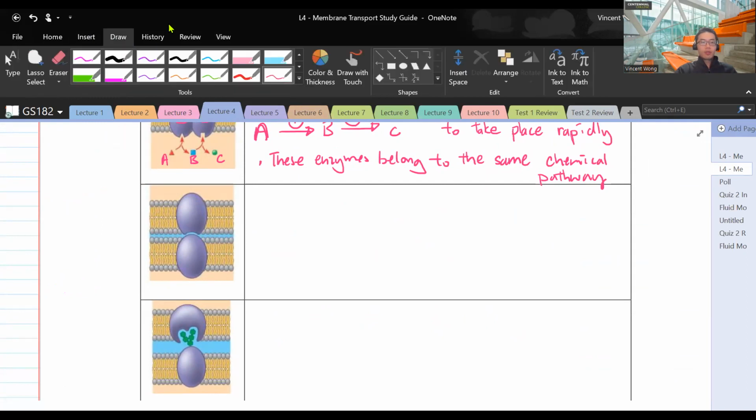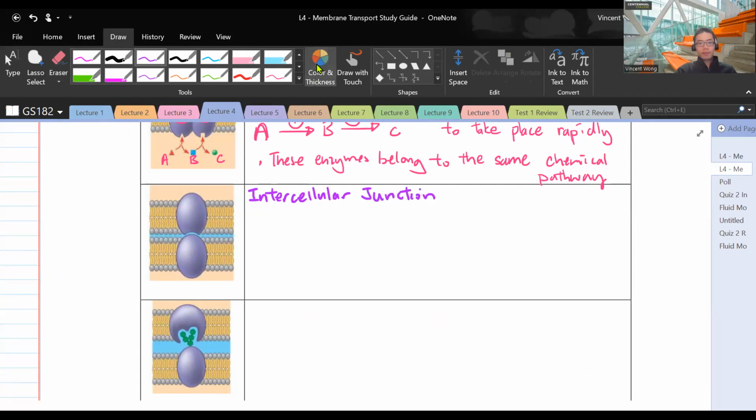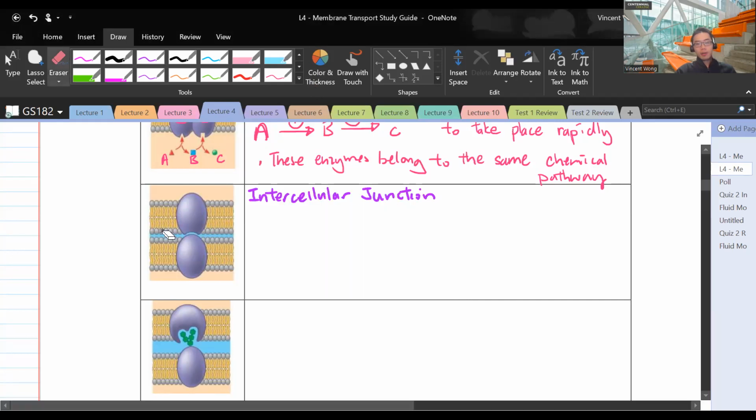This one shows intercellular junction. Inter means between, so between two cells. Junction. Right? Allows two cells to basically stick together and create a tight seal. So here we have cell number 1. We have cell number 2 here. And then this connection creates the intercellular junction.